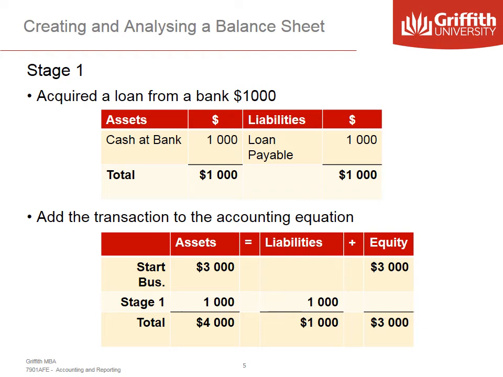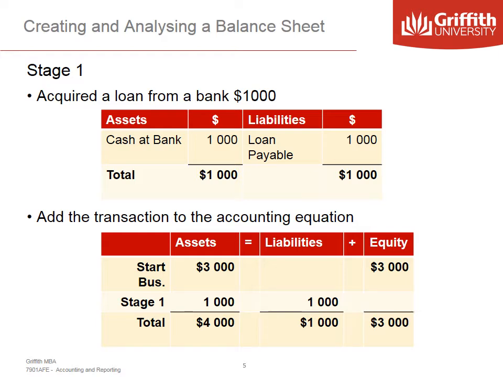Well, the next thing that Susan does is to go to the bank and look for some more finance. So the bank gives her a loan of $1,000. And when banks lend you money, what they typically do is put that money into your bank account so that you can then spend it. So in goes $1,000 into the business bank account. And at the same time, we recognise that the business has to repay that loan to the bank, and so it sits on the balance sheet as a liability.